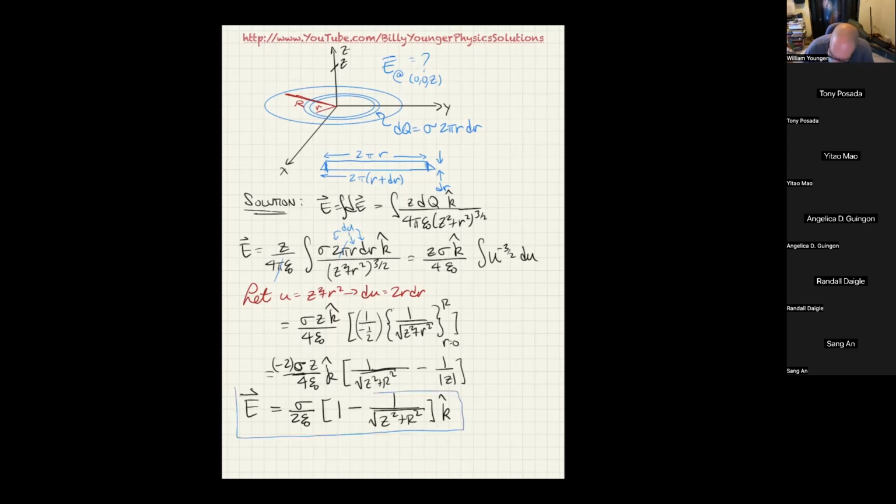It turns out if you let r be much greater than z, then E goes to sigma over 2 epsilon naught k hat, which is what I was telling you earlier. For an infinitely large plate, the electric field is sigma over 2 epsilon naught. Notice it has no r dependence whatsoever, no z dependence in this case, because z is the distance away. But that's it. We're done.